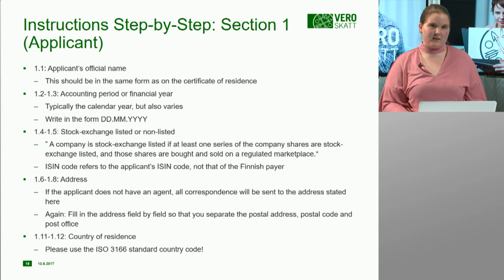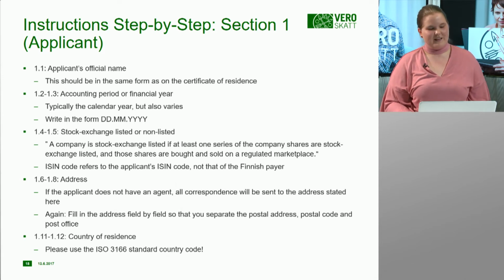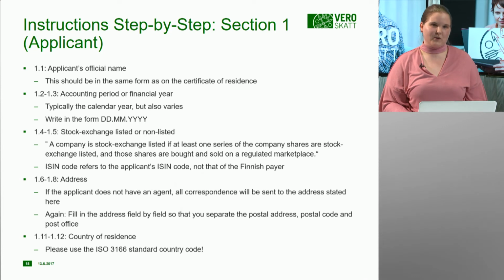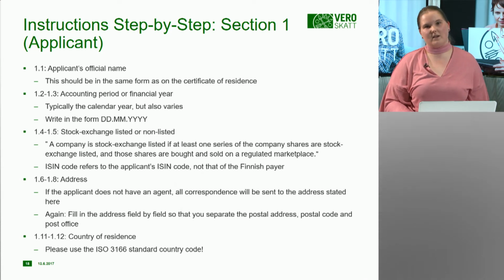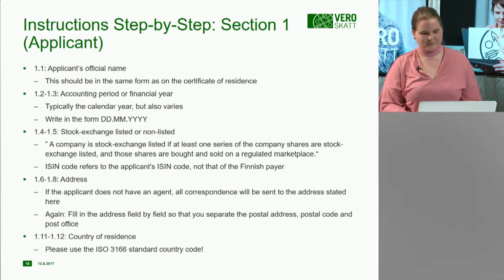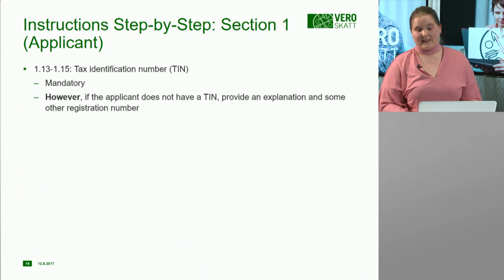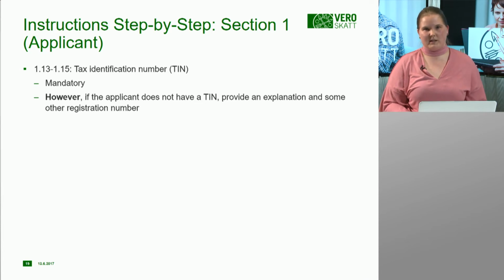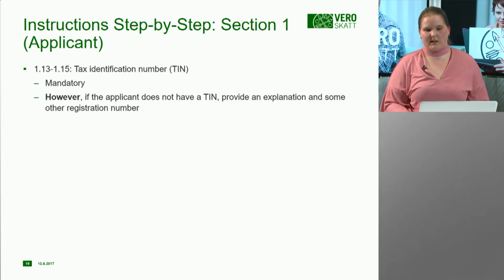And the country of residence, first of all, cannot be Finland. And please use the ISO 3166 standard, as this is how our system reads the code and then identifies your country of residence. Next, the tax identification number. As I already said, this is mandatory information. However, if for some reason the applicant cannot receive one, I would want you to provide an explanation as well as some other registration number. We've seen this mostly with some investment funds that they cannot get a tax identification number.